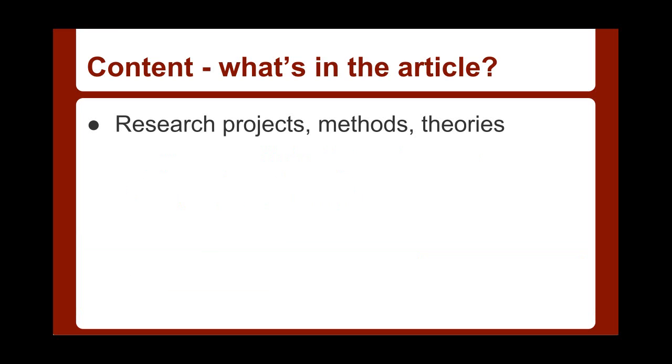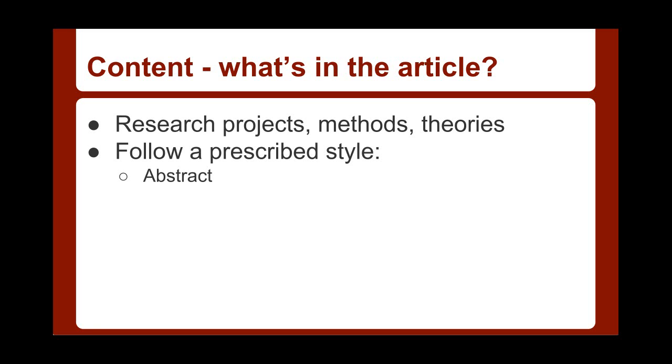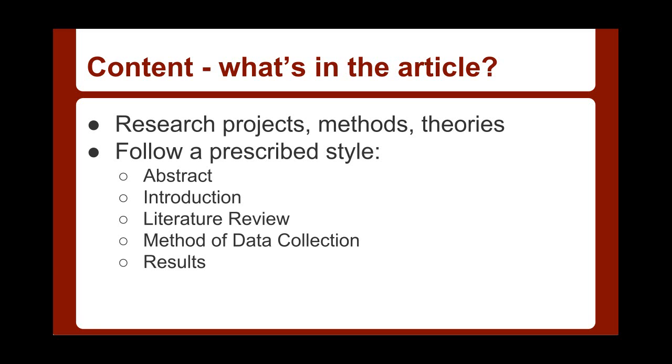Scholarly articles in particular are nearly all written to explain research projects, methods, or theories, and the articles almost always follow a prescribed style. Regardless of subject, articles like this are clearly divided into sections like abstract, introduction, literature review, method of data collection, results, analysis, and conclusion.